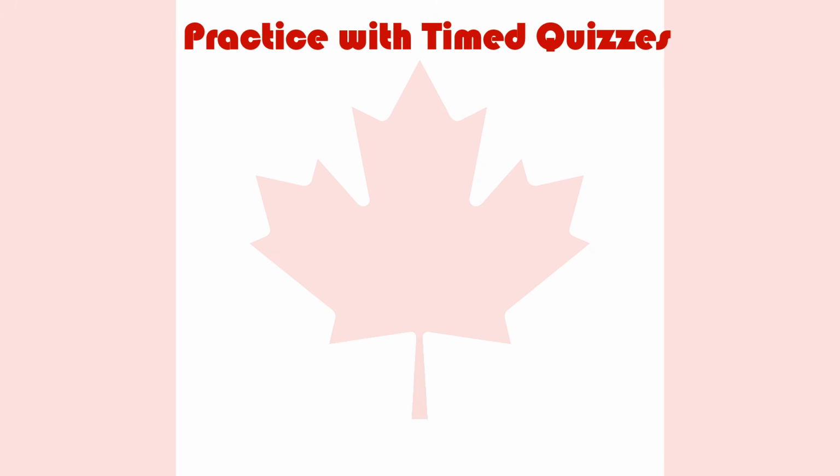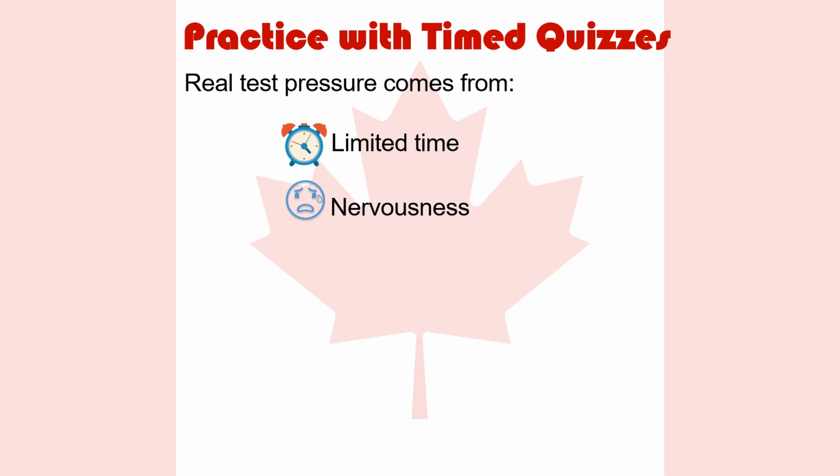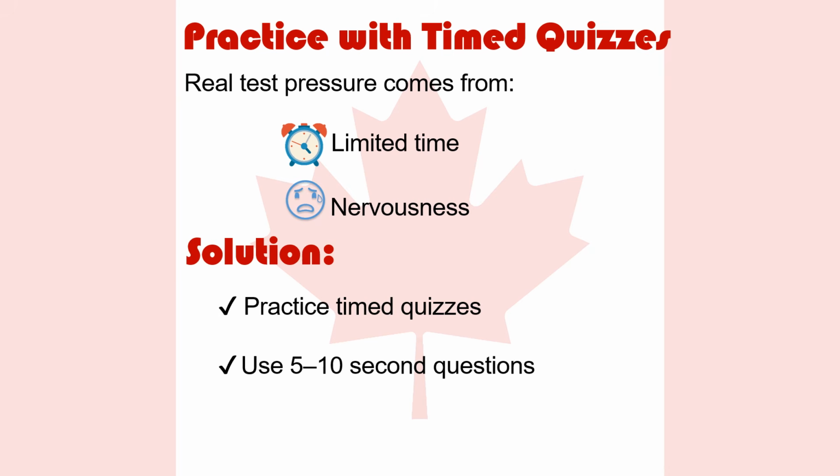Now, let's discuss practice with timed quizzes. This is where most students improve dramatically. Real test pressure comes from limited time and nervousness. So the solution to that is to practice timed quizzes, use 5 to 10 questions and do at least 100 to 150 MCQ quizzes. Why? Because your brain learns to read faster, think clearly, and avoid panic. This is why all the quizzes on this channel EarnBySkill are designed with timers.